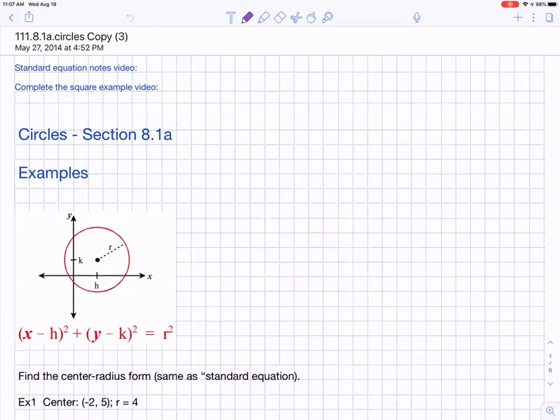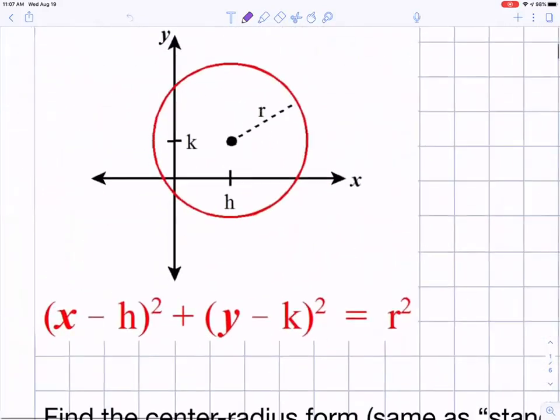Okay, so the first thing that we talked about in your overview is going to be the circle standard equation, okay? And this is the standard equation. I put it in there a couple of times for you.